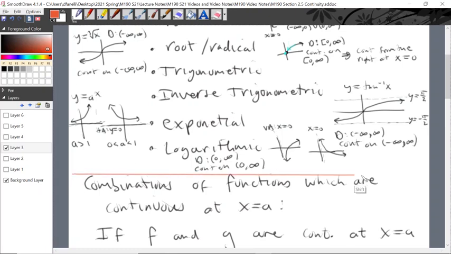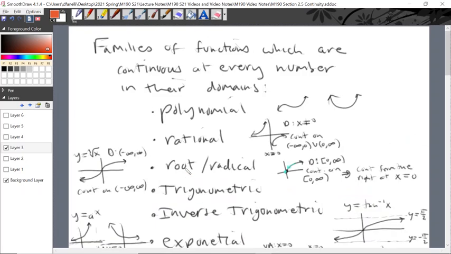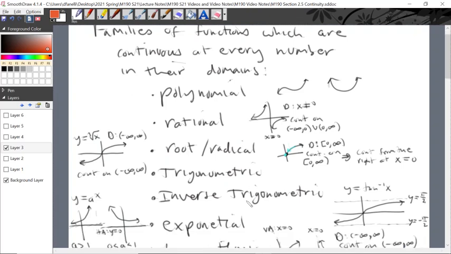I'll draw a line here to separate this from talking about the combinations we'll make in a moment. So this is to say that if you have any functions from these basic families that we should be pretty well familiar with through our study in algebra and pre-calculus, the families of these functions are continuous at every number in their domains. So if you know the domain of the function or the combination of these functions that you have, then you also know where it is going to be continuous.